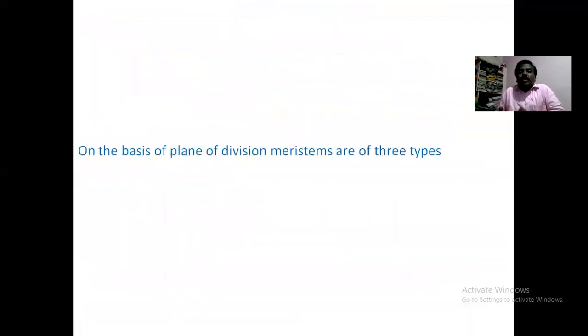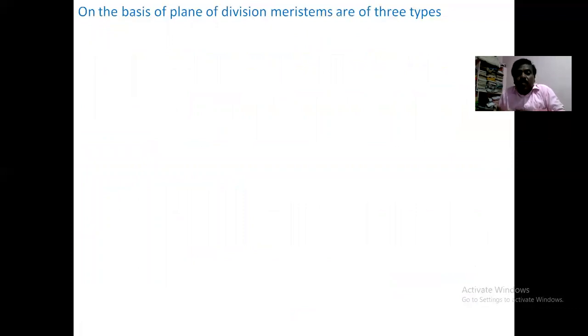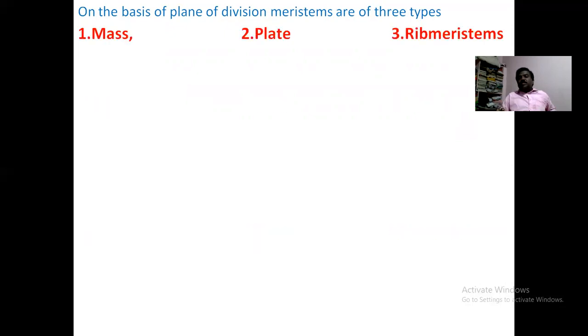On the basis of origin or development, meristems are of three types: primordial, primary and secondary meristems. The second classification is on the basis of plane of division. Meristems are of three types: mass meristems, plate meristems and rib meristems. Mass meristems.